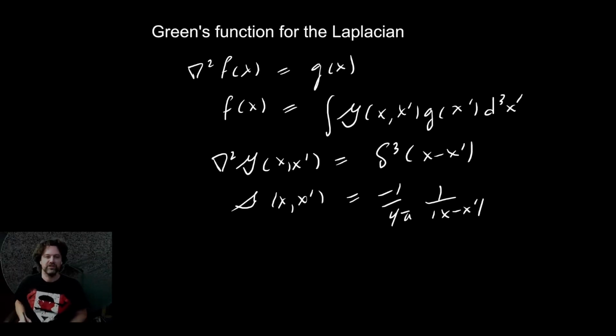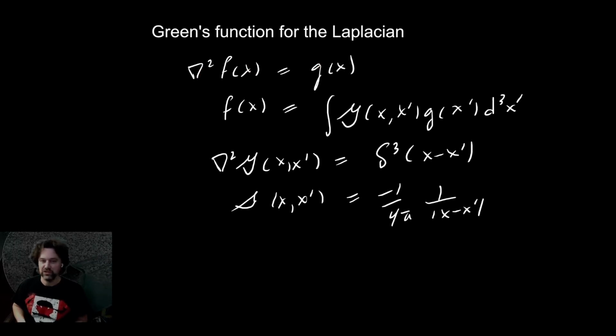This is the second video on the Green's function for the Laplacian. We're going to be looking at Green's functions for the Laplacian and for the gradient. In the last video, we derived the Green's function for the Laplacian. So our problem is del squared f equals g. g is our forcing function. Del squared is our Laplacian.